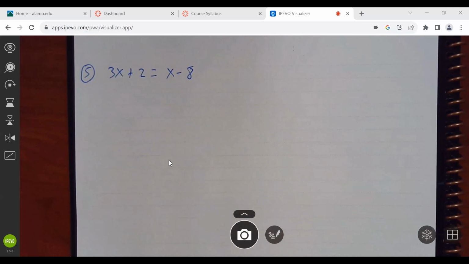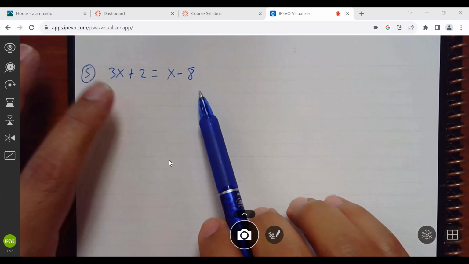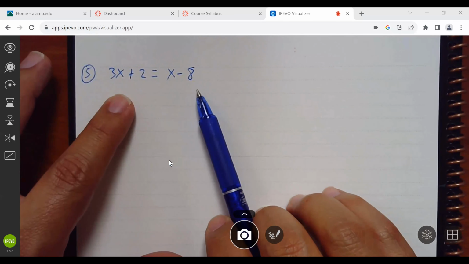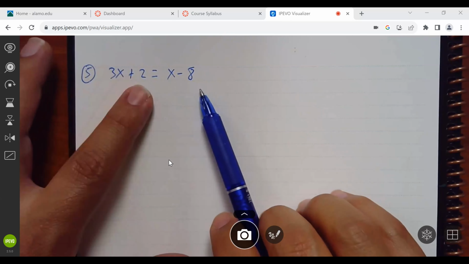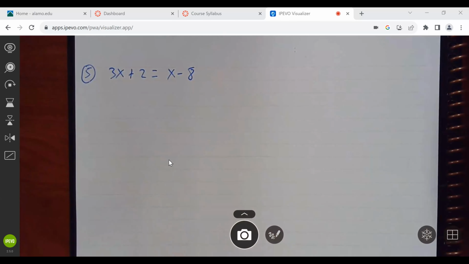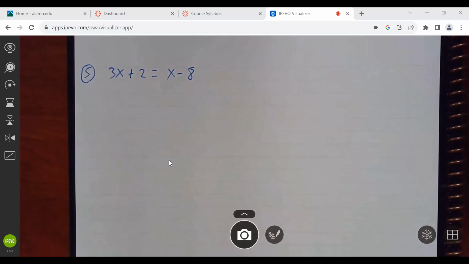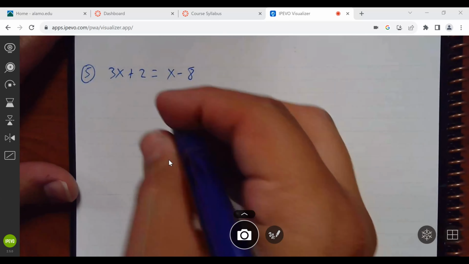Check if there's any like terms. Right now, nothing on their own, but we do see x's and we do see constants on both sides. When we move them over, things should combine. Okay, so what should we move first? This one? Okay, move the x over.